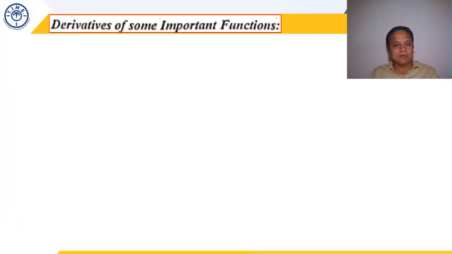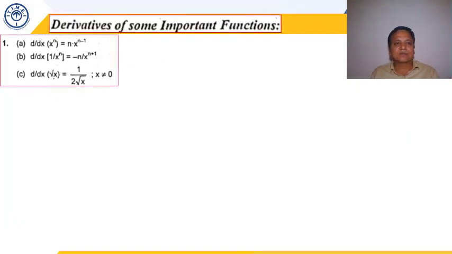Now derivatives of some important functions. dy/dx of x to the power n is n x to the power n minus 1. dy/dx of 1 upon x to the power n: x to the power n goes to the numerator, it becomes x to the power minus n. Then its differentiation is minus n x to the power minus n minus 1, that is minus n upon x to the power n plus 1.